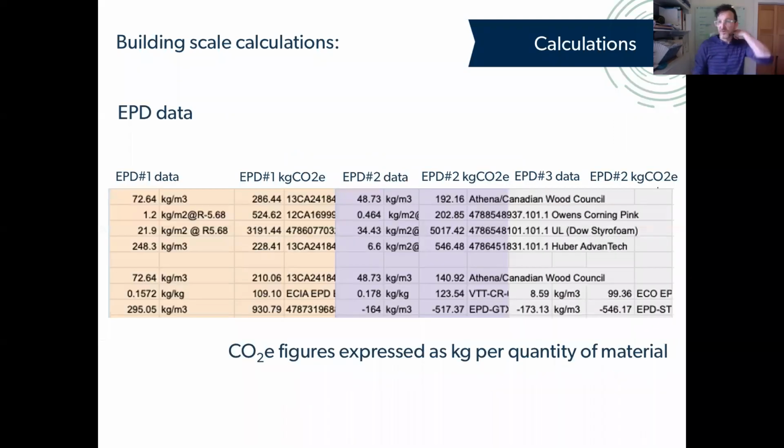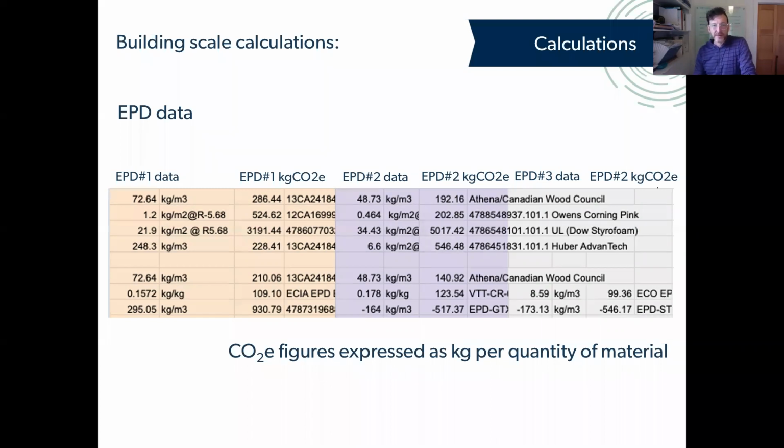Then you're going to find EPD data. So maybe you can find the specific EPD for the product you actually are using. Maybe there's a generic industry-wide one that covers that product type, or maybe you find a whole bunch of them and you sort of average them to get an answer.